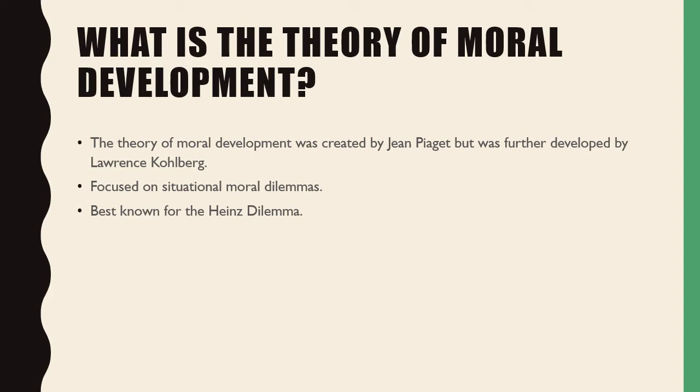The theory of moral development was originally created by Jean Piaget, but was further developed by Lawrence Kohlberg because he had some questions that he wanted to dive further into that Jean Piaget didn't get into in his study. When Kohlberg decided to dive a little deeper into Piaget's study, he focused specifically on situational moral dilemmas. He came up with multiple dilemmas and asked the people he was studying to analyze them. The most well-known dilemma to come out of his study is the Heinz dilemma.